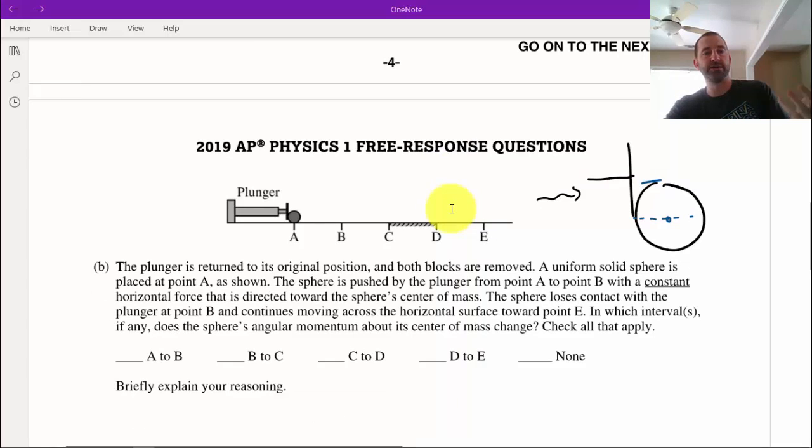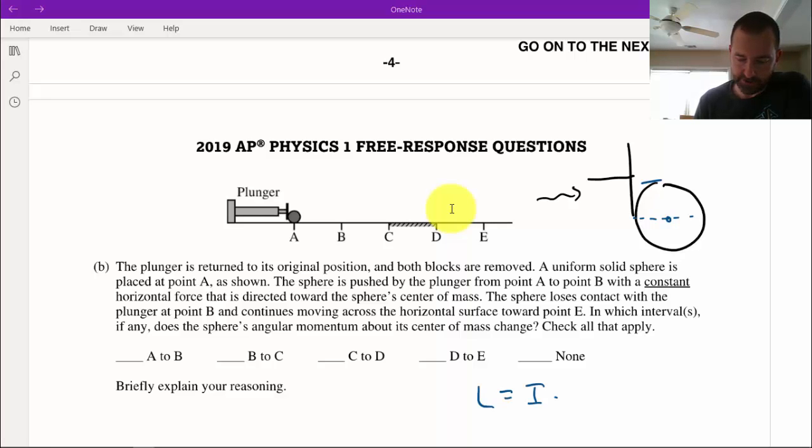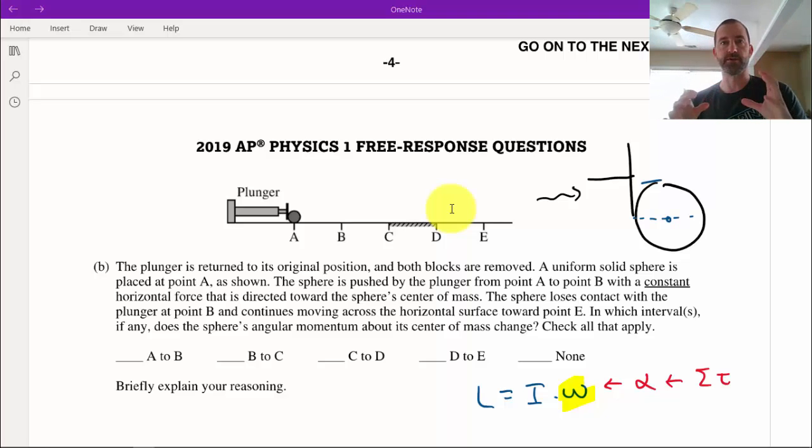So they're asking when, if at any position, is the angular momentum of the sphere, in this case, going to change? Well, the angular momentum, if we take a look at it as an equation, L is equal to I times omega. And since the sphere isn't changing, the only way that we're going to change the angular momentum is if the angular speed changes. Well, what do we have to do to produce a change in angular speed? We have to have an alpha, and in order to get an alpha, an angular acceleration, we need to have some net torque on the object, which is a force exerted some distance from the pivot point.